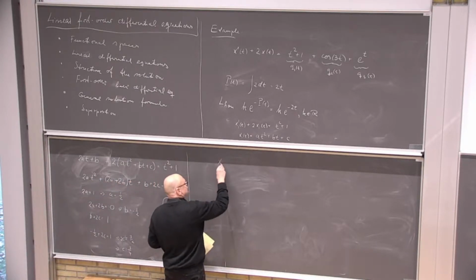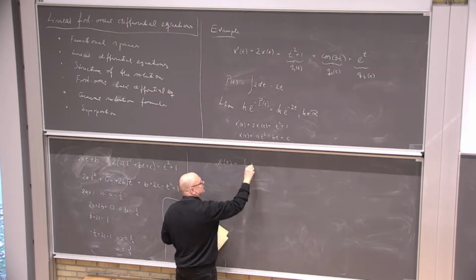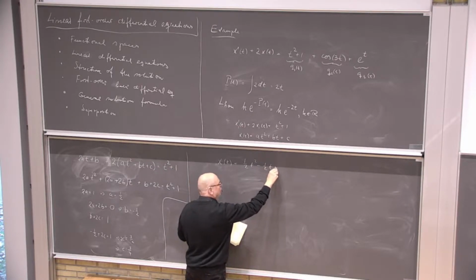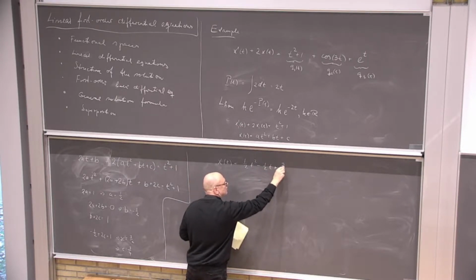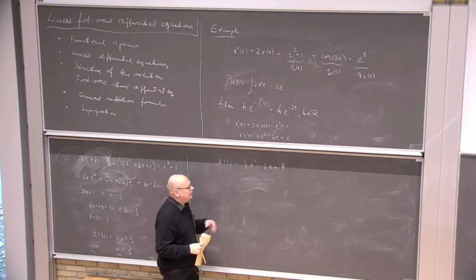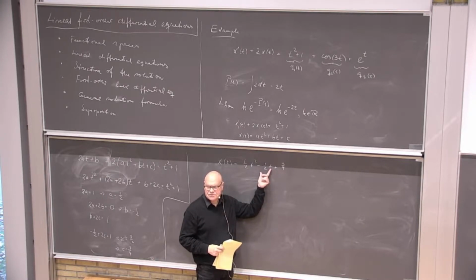So you get the solution 1/2 t squared minus 1/2 t plus 3/4. And here you can see that this linear term is needed. It's actually different from 0.